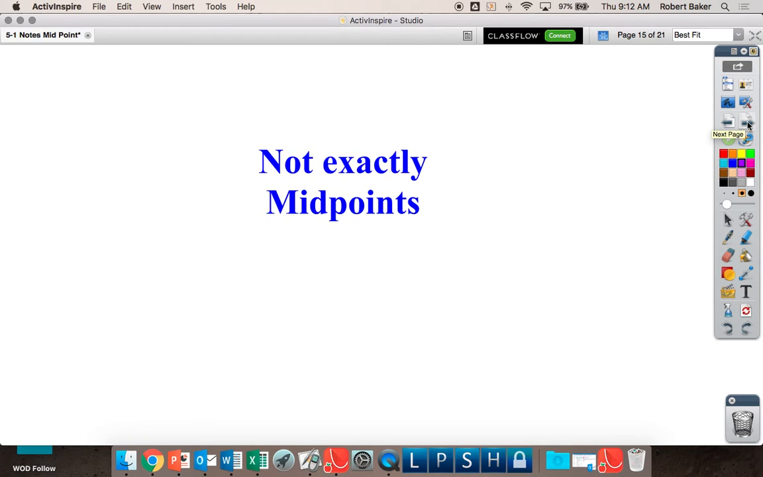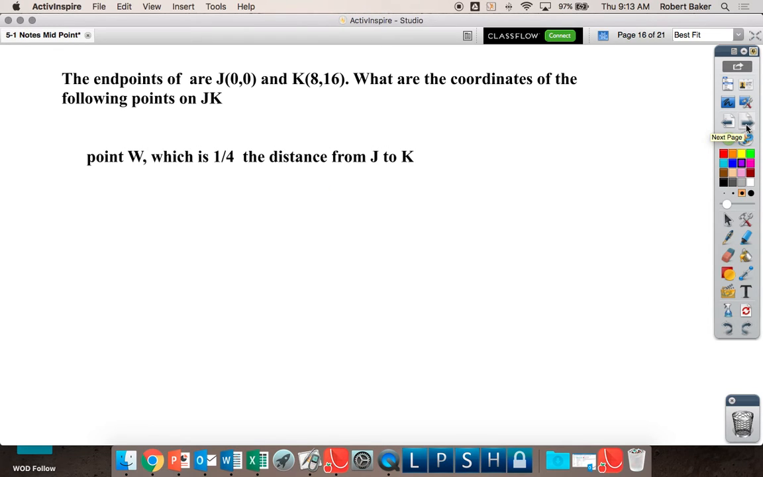All right, the last one. Not exactly midpoints. You ready? The endpoints are J, 0, 0, and K, 8, 16. What are the coordinates of the following points on JK? I want to find point W, which is 1/4 of the distance from J to K.